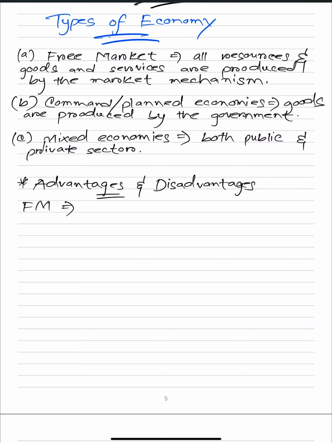Why? Because in a free market, everything is provided by the private sector, and all the firms in the private sector will be in fierce competition with each other, because or else they will be moved out of the market. They won't get any profits. So because of this, there will be a lot of competing firms, and it will ensure that a lot of choice for customers is present. So choice for consumers is one of the advantages of a free market economy.